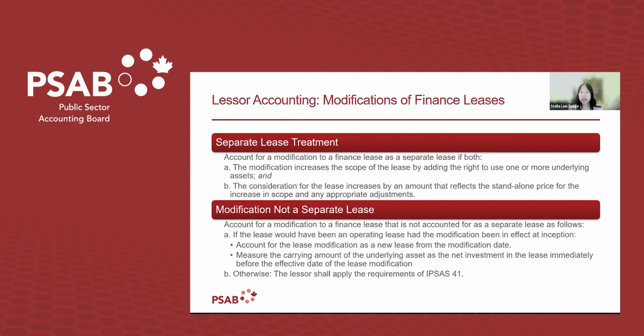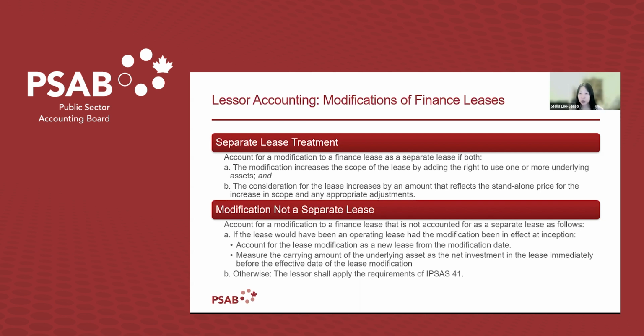A lessor shall account for a modification to a finance lease as a separate lease if both 1, the modification increases the scope of the lease by adding the right to use one or more of the underlying assets, and 2, the consideration for the lease increases by an amount that reflects the standalone price for the increase in scope and any appropriate adjustments. For a modification to a finance lease that is not accounted for as a separate lease, a lessor should account for the modification in the following manner.